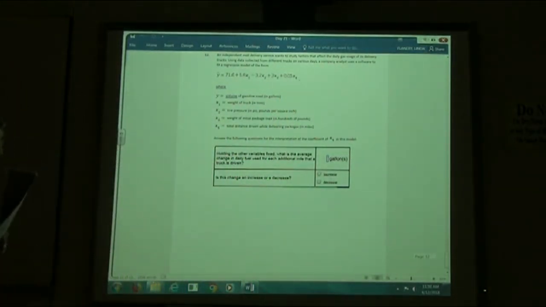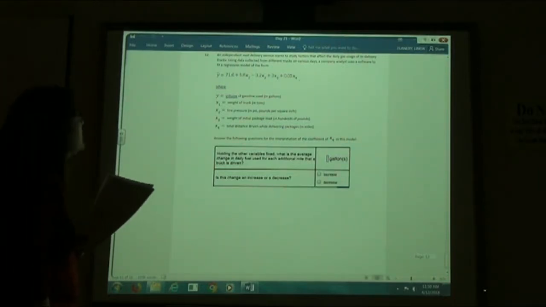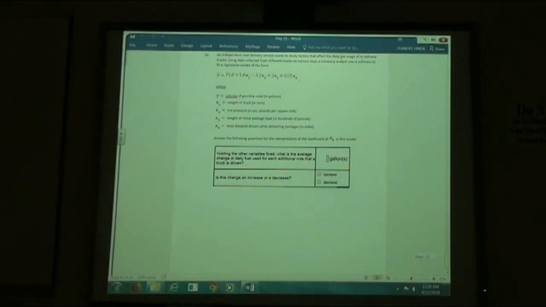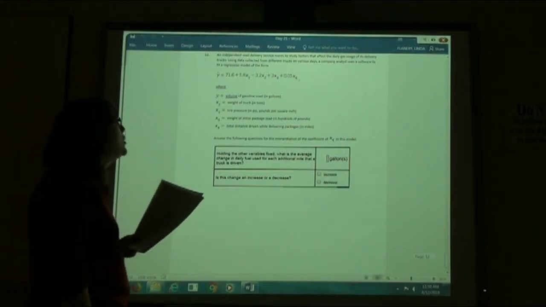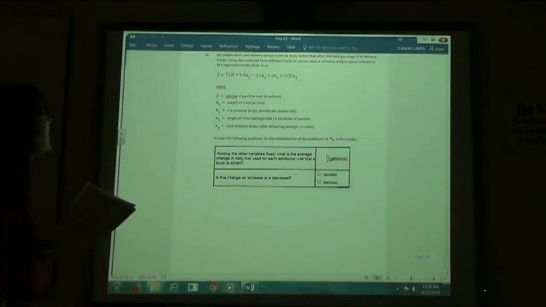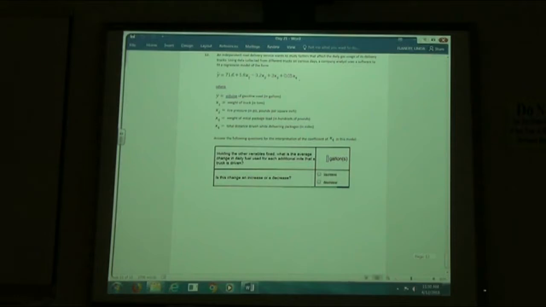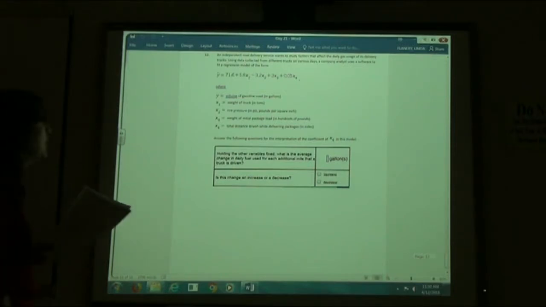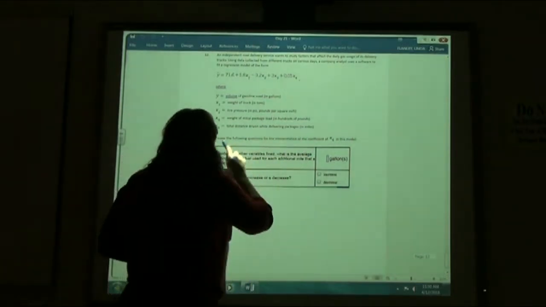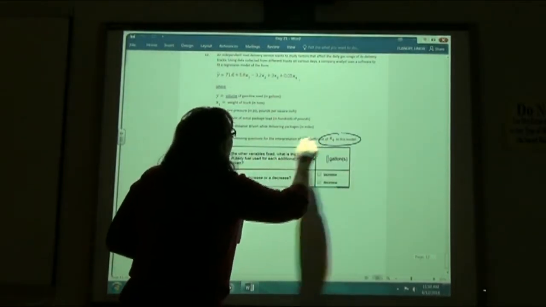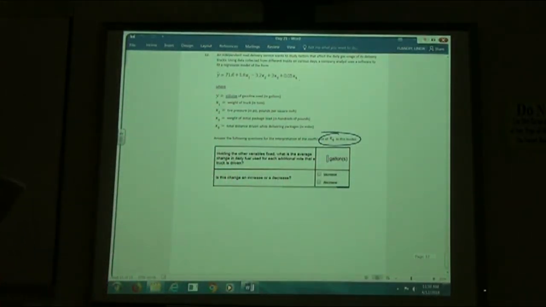where y is the volume of gas used in gallons, x sub 1 is the weight of the truck in tons, x sub 2 is the tire pressure in pounds per square inch, x sub 3 is the weight of the initial package load in hundreds of pounds, x sub 4 is the total distance driven while delivering packages in miles. Answer the following questions for the x sub 4 coefficient.